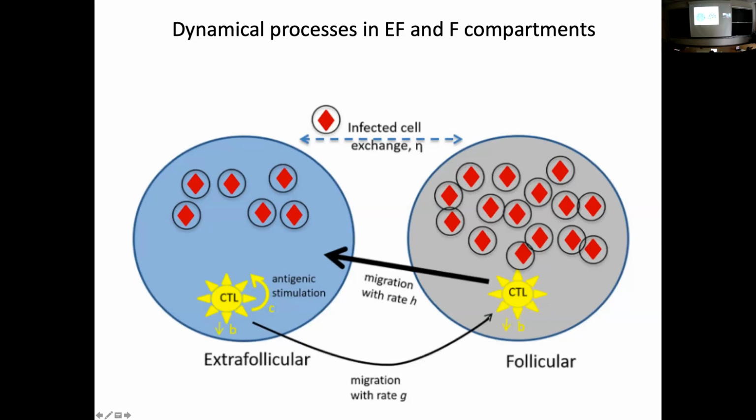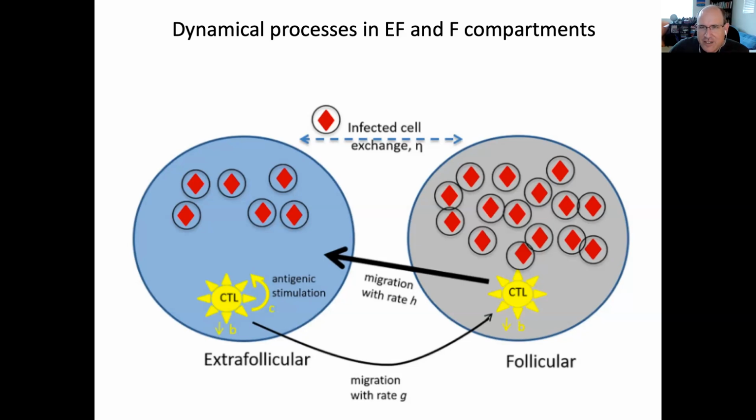A quick question here. Is it clear why the CTL migrate at all? Is there any mechanism why they migrate? It's a consequence of the fact that cells can move from one compartment to the other, but they home to certain parts, and so they're more likely to stay in the extrafollicular compartment. But there's no barrier as such preventing them from going there. Does that make sense? That's why it's a very low rate.